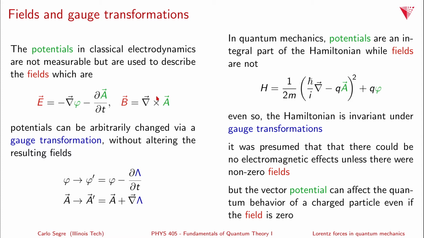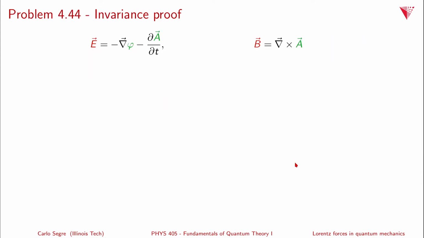But the vector potential still folds into the Hamiltonian and will affect the wave function and the eigenvalues and eigenfunctions. And so we're going to see how this works.